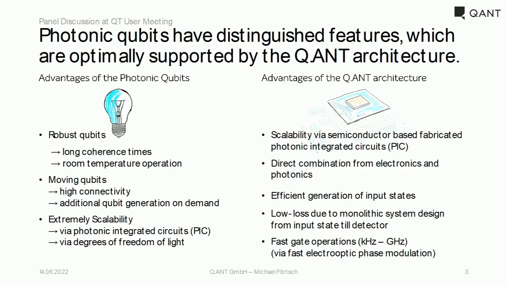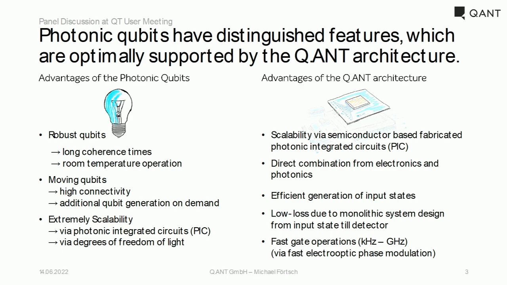So to summarize what we in the photonics community have as advantages, we have extremely long coherence times. They're actually so long that we are not thinking about it. Our chips can be operated at room temperature. Okay, now I have to add the detectors. They're currently at 4 Kelvin, but even in comparison to other systems, this is quite hot.